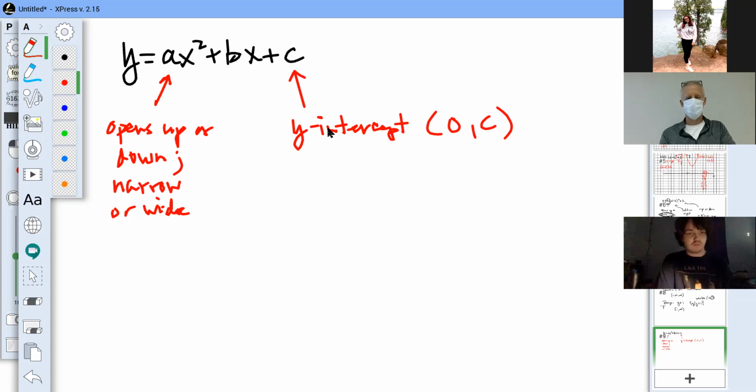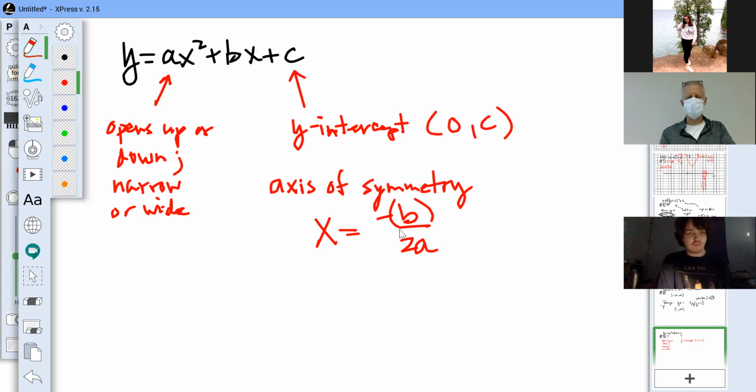Okay? So the axis of symmetry, which they're going to ask you to write, it's a vertical line, and it is the value x equals minus b over 2a, opposite of b over 2a. That's your axis of symmetry. We'll do a specific example and we'll go through it, okay?